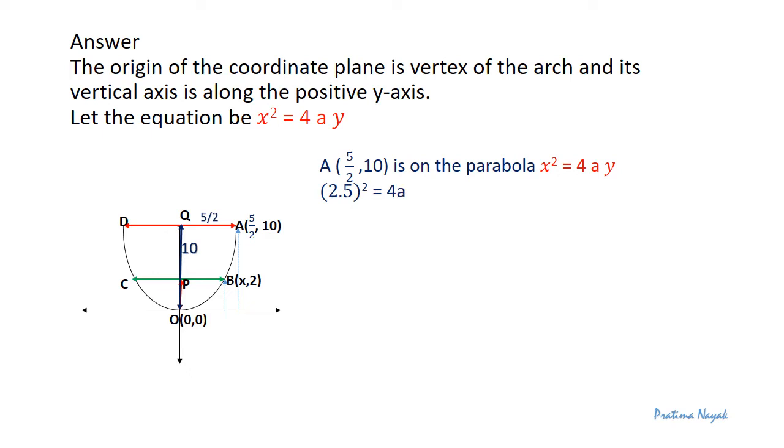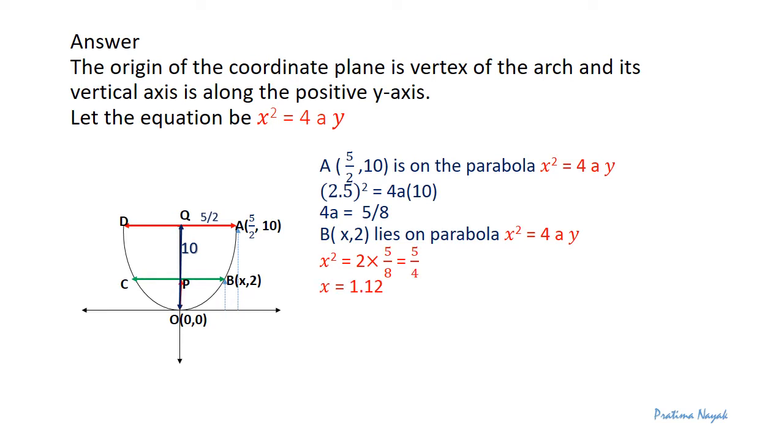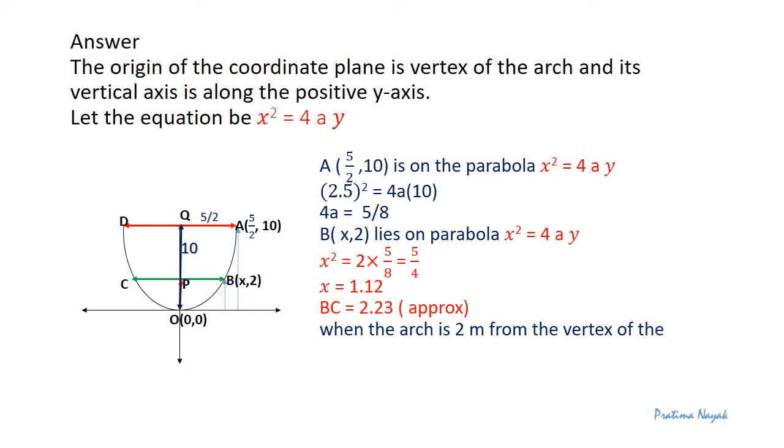Now 5 by 2, 10 is a point on the parabola. So putting in x square is equal to 4ay, we'll get 4 times a is equal to 5 by 8. Next coming to point B. Let B be x, 2. It lies on the parabola. So putting in the same equation, we'll get x square is equal to 2 point something and x is equal to 1.12. Now the whole BC is equal to twice x. So it will be 2.23 approximately. So when the point is 2 meter from the vertex of the parabola, its width is 2.23 meter.